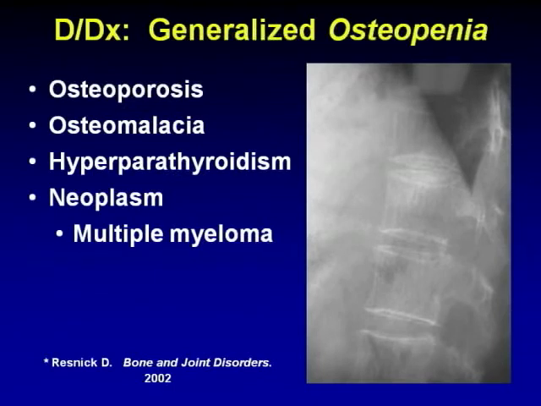Differential diagnosis of generalized bone demineralization, sometimes referred to as osteopenia, for example, by Dr. Resnick. It can be caused by osteoporosis, say in a postmenopausal woman. It can be caused by osteomalacia that we'll talk about, hyperparathyroidism that we'll talk about, and of course, potentially a neoplasm like multiple myeloma that we'll talk about.